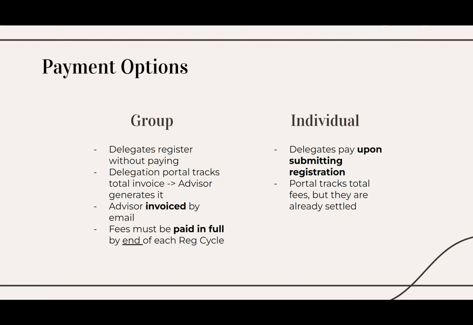However, the other option is group payment, where delegates are able to register without paying for the conference. And the delegation portal tracks the total invoice, itemized by the amount of delegates and their total fees. And this is what tracks essentially the total invoice that the advisor must then settle themselves. So the advisor must generate this invoice with the delegation portal. I'll get into why shortly.